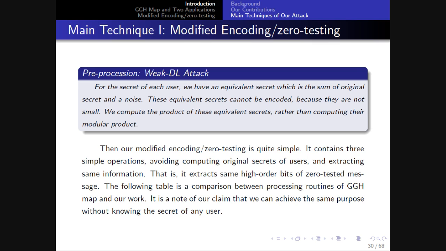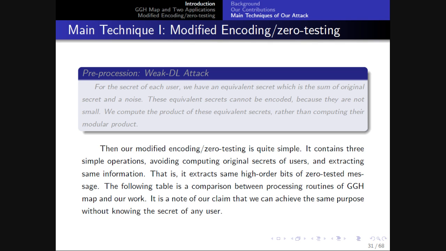Now, what is main technique of our attack? Main technique one, modified encoding zero testing. For the secret of each user, we have an equivalent secret, which is the sum of original secret and noise. These equivalent secrets cannot be encoded because they are not small. Then we compute the product of these equivalent secrets rather than computing their modular product.